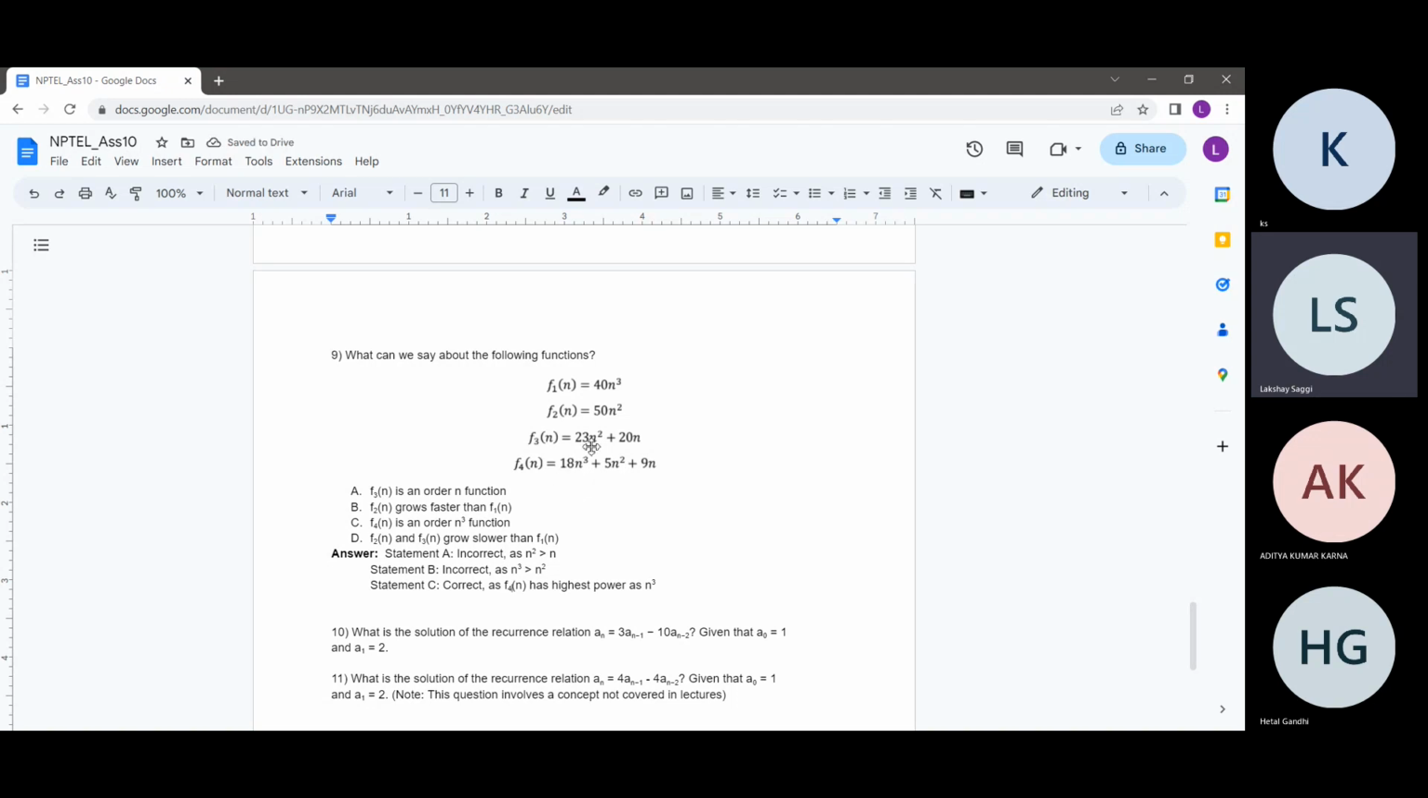So as n tends to infinity, this will dictate the growth of f4(n). Maybe you can just take the limits also. The limit of f4(n) by n cube will just come out to be a constant. And whenever the limit comes out to be a constant, we say that they both grow as fast as each other. So f4(n) is an order n cube function.